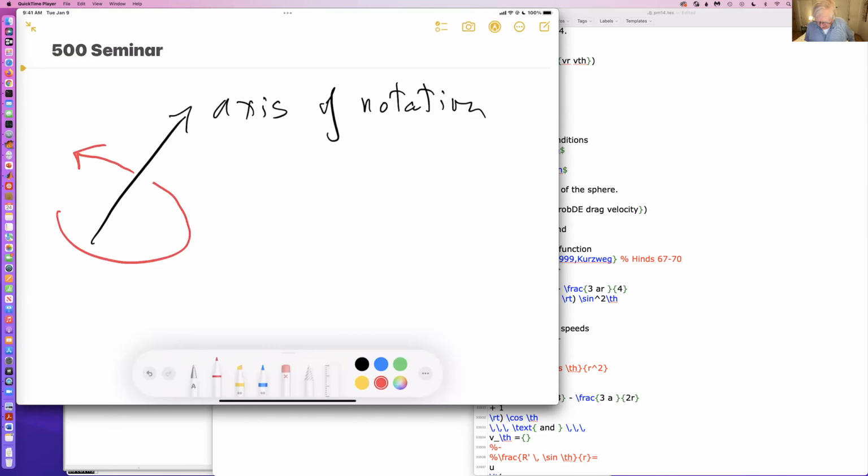And then what happens to a particular point? Well, a particular point, let's maybe do that in green. Suppose we have a particular point here, which we'd call R.